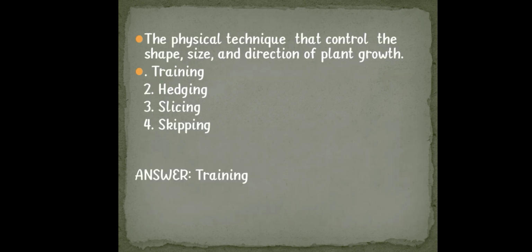Next is the physical technique that controls the shape, size and direction of plant growth. Option first is training, second is hedging, third is slicing and fourth is skipping. So all of you know about training, and the answer is also training.